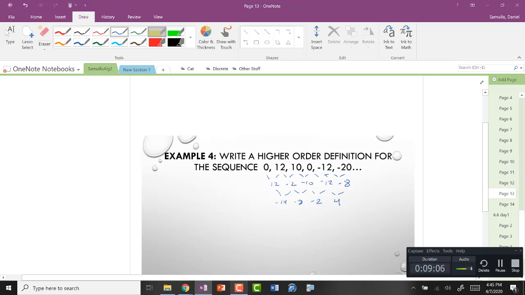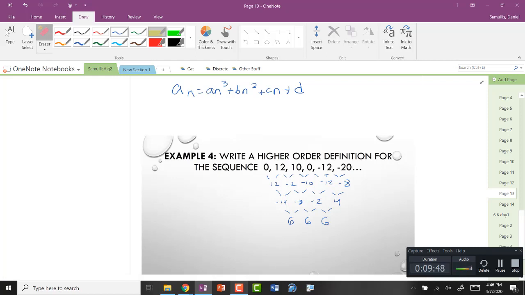Still not a common difference, so let's try it once again. -8 minus -14, that's a +6. -2 minus -8, that's a +6. And a 4 minus a -2, that's a +6. So you know what we have here? We have a third order, or a cubic order. So that means it's going to be written in the form of a cubic, where we would have a(n) cubed plus b(n) squared plus c(n) plus d. Yes, we have a 4 unknown system that we are looking to use for this.